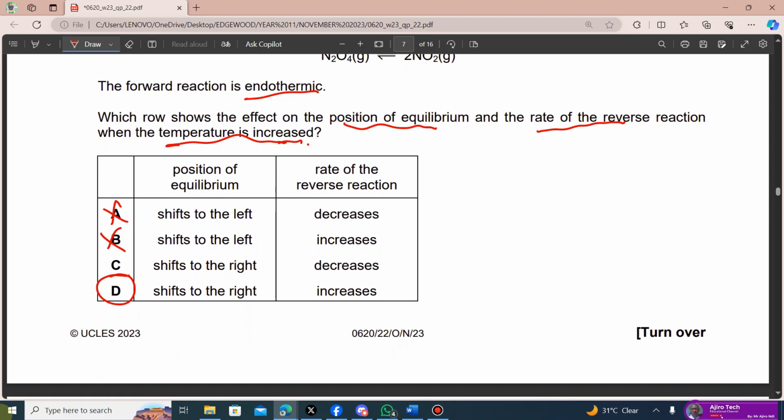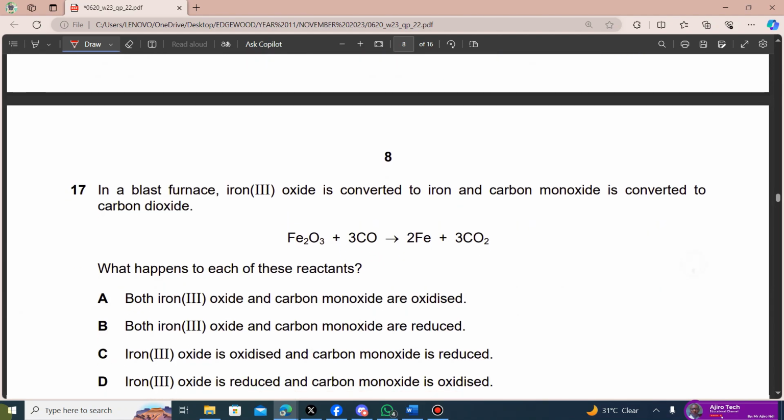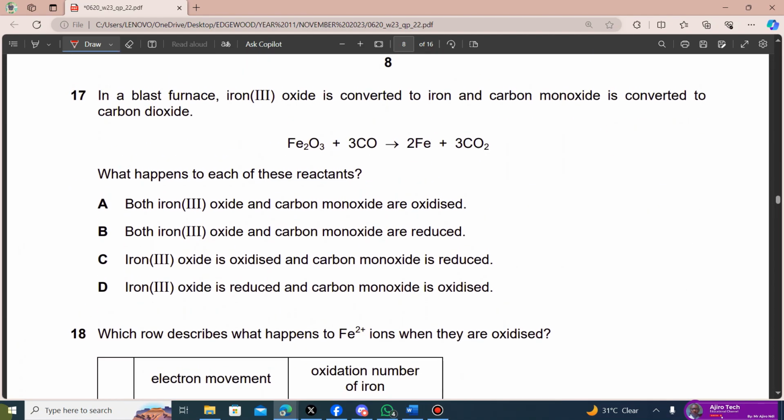All right, so we move to question 17 now. We're given that in the blast furnace, iron(III) oxide is converted to iron and carbon monoxide is converted to carbon dioxide. What happens to each of these reactants? Now, we're looking at oxidation and reduction in this case.